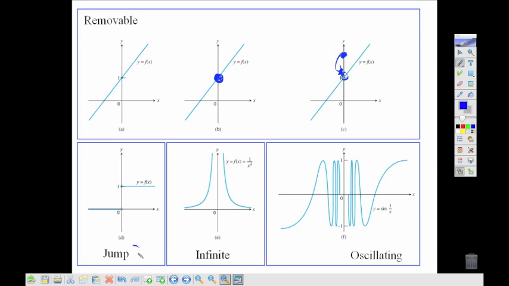This one, on the other hand, or any of these on the bottom, would be a major change in our function to do that. Like here we're jumping up from 0 to 1, jump discontinuity. In an infinite discontinuity, since this is a vertical asymptote line, these are never going to meet. When we have an oscillating discontinuity, it's going up and down very crazy and they're just never going to come together. We don't know what they're going to do.